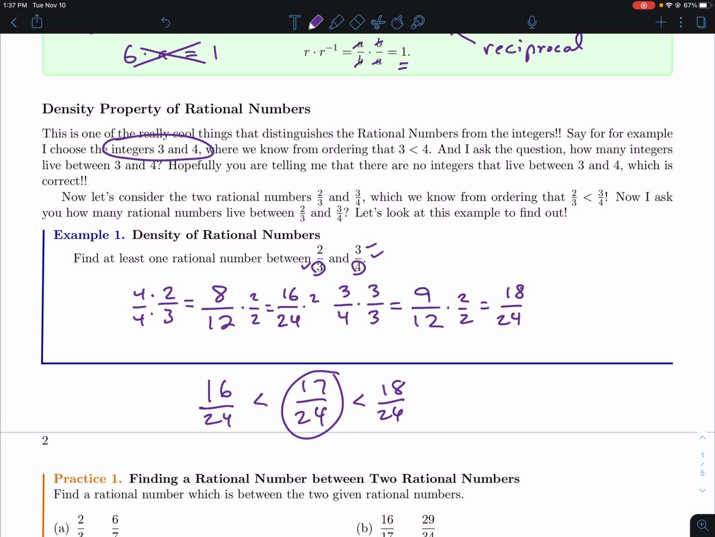So for example, if I multiply both of these by 2 again, in this case I get 32 over 48, and I get 36 over 48. So now if I list them out, I can see that 33 over 48 lives in between, 34 over 48, whoops, 35 over 48. And so again, if I keep doing this, I'm going to keep making more and more fractions, to the point where we can spend our whole life doing it, because there's an infinite number of these numbers out there.